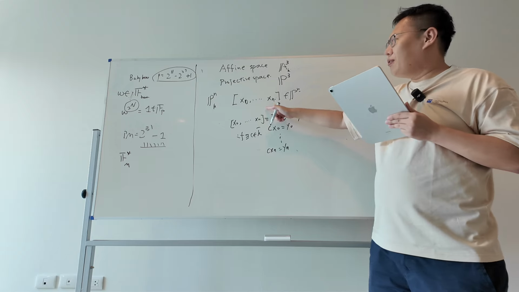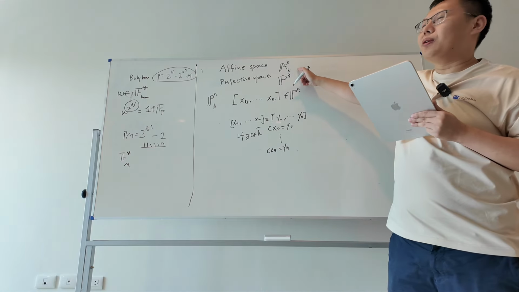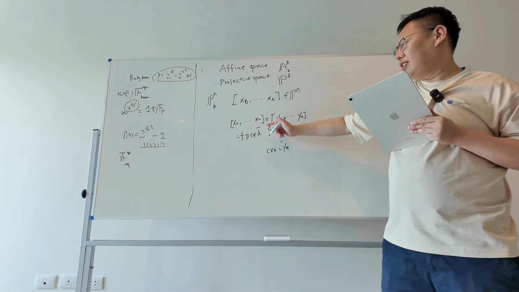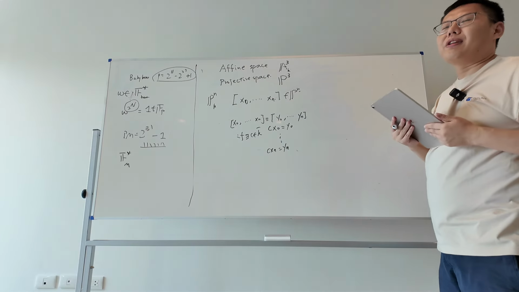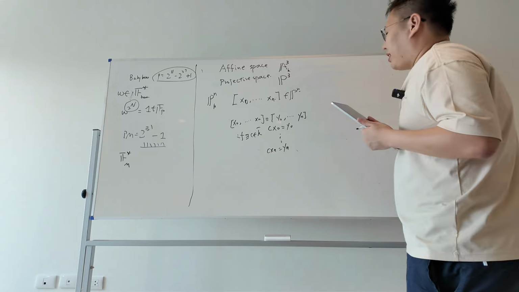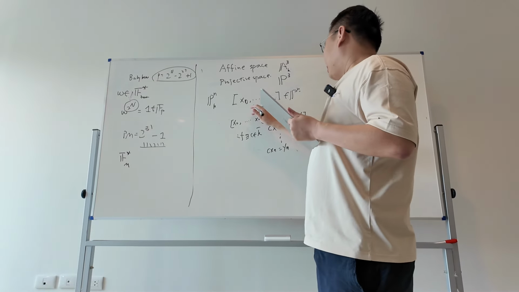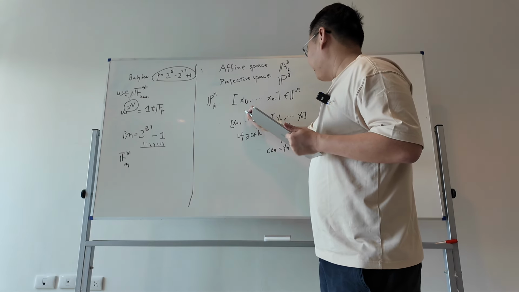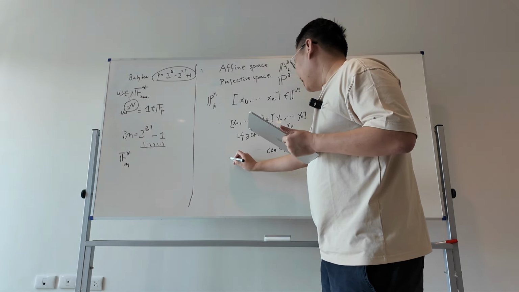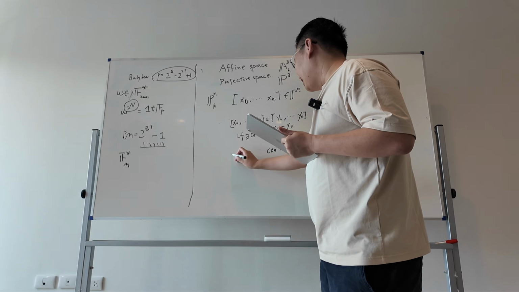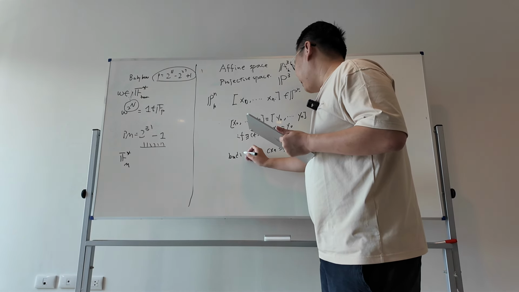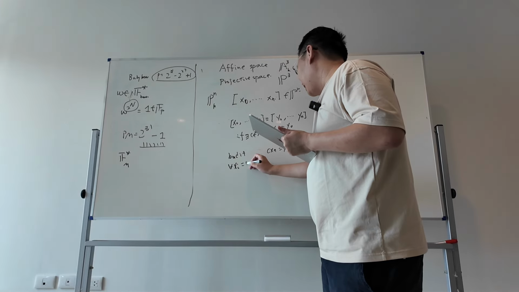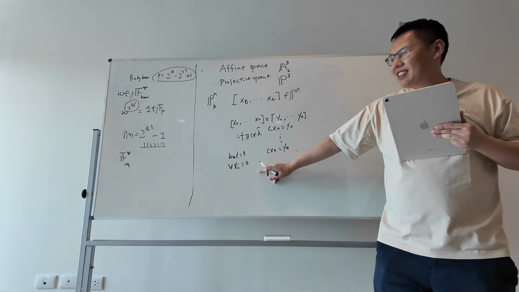If you compare them to the points in this space, they are actually lines. So there's another requirement that you cannot have everything zero. It is bad if all xi equal zero. This is not a point.